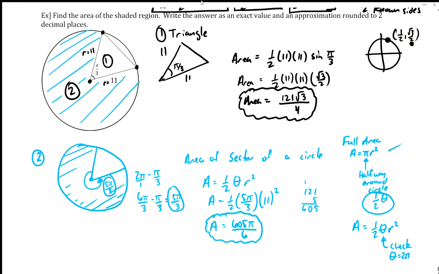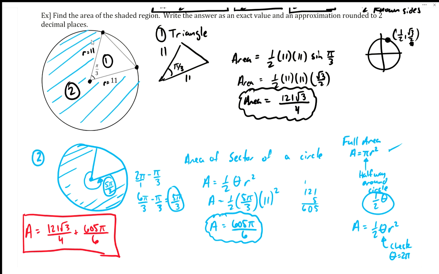And so for our final area, the area that they wanted in the shaded region, is to add our two areas together. So 121 square root of 3/4 plus 605 pi over 6. Okay, and then I'm going to stop that there. We could get our decimal approximation if we just enter that in. They might want us to combine these. I don't think they would care that much. I think mostly they would want the decimal. Okay, so if we need to plug that into a calculator, we could. But that is the breakdown.